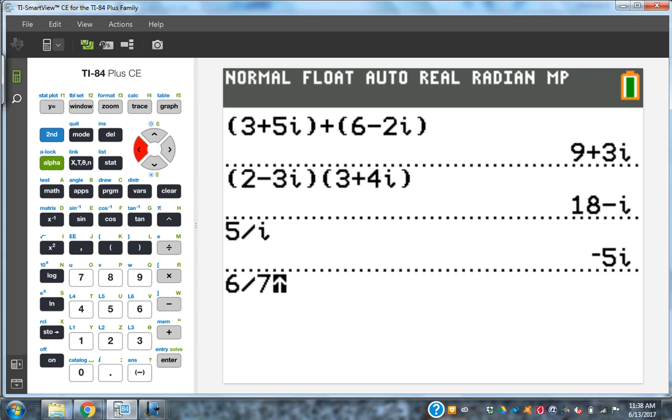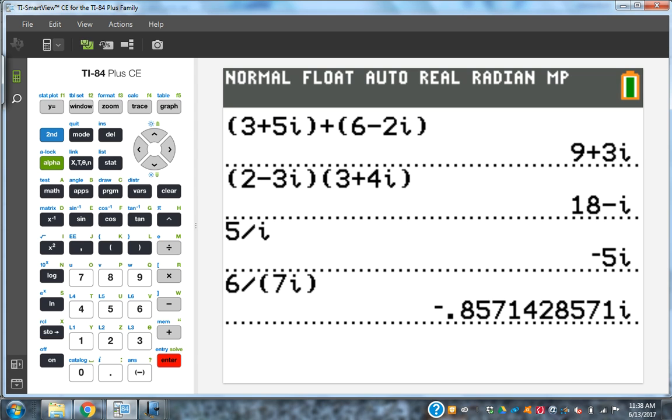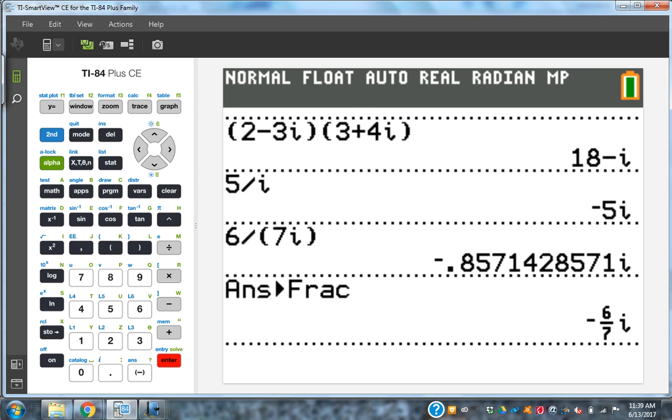And I think actually you need to put the, let me clear that. 6 divided by parentheses 7i. That's the kicker on the calculator. You've got to do that parenthesis stuff and hit enter. And I'm going to hit math, enter again to get it back to a fraction form. And there we have the same answer. If you don't put it in parentheses, it's not going to do the correct thing in the denominator. That's what you've got to be careful of.